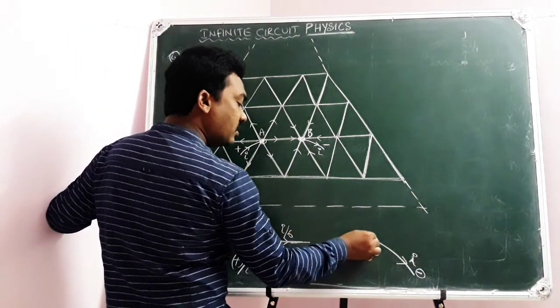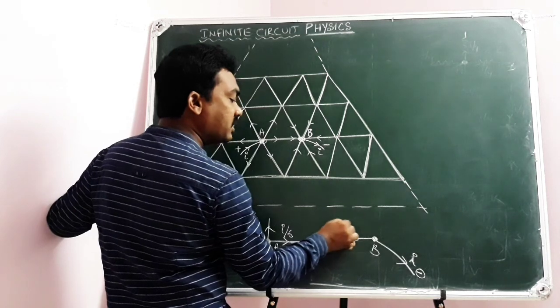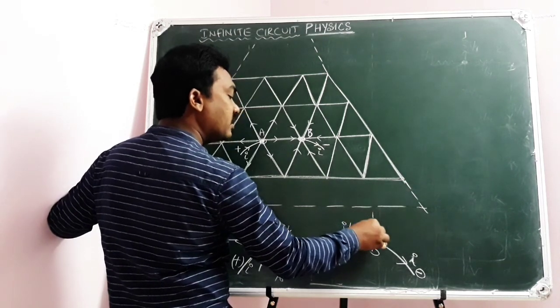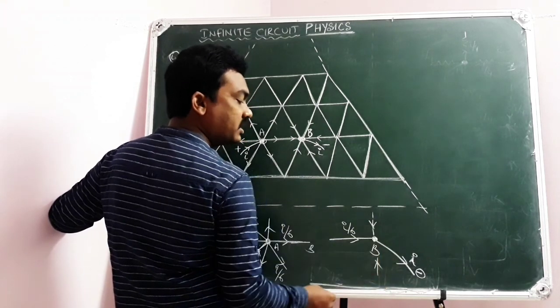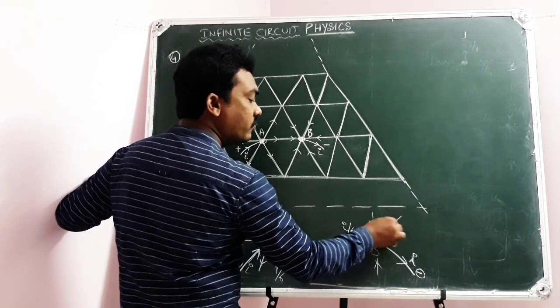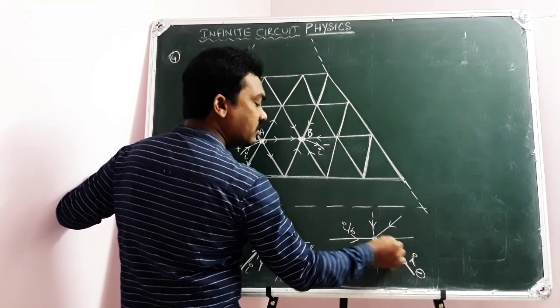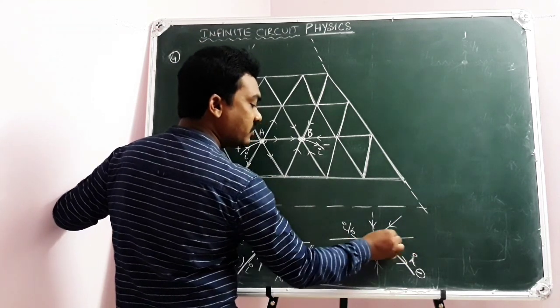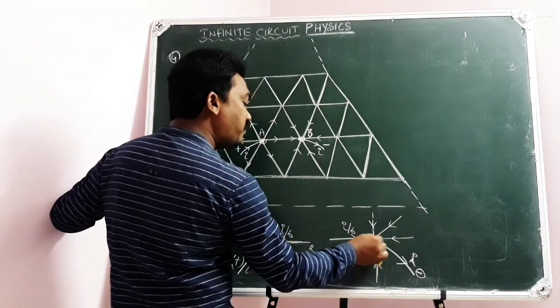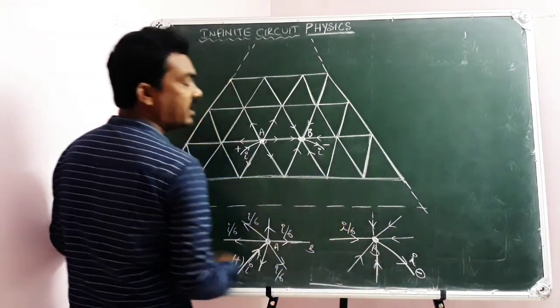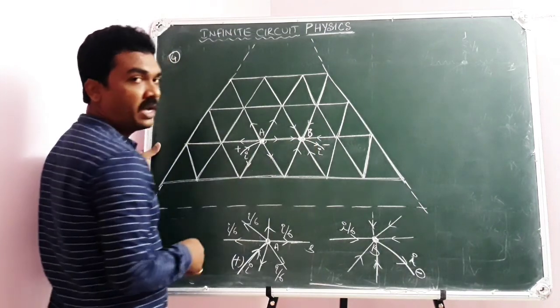So again here B can get I by 6 from every path. I by 6, I by 6, I by 6, like that from 6 different paths, 3, 4, 5, 6 in this way. So current entering into B from 6 identical paths, so each one will be I by 6.